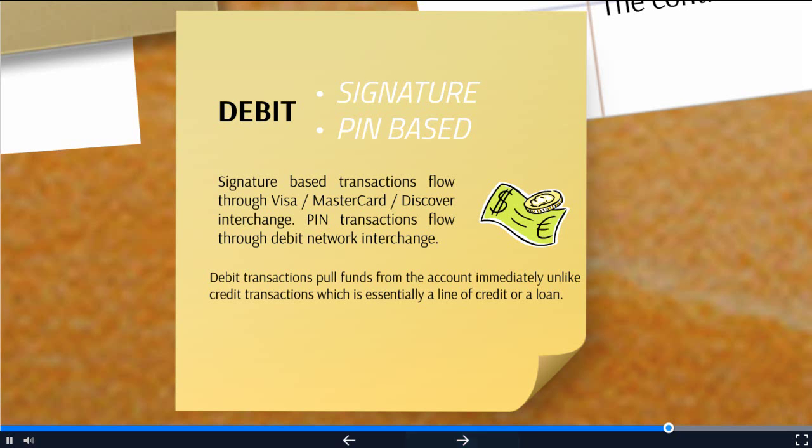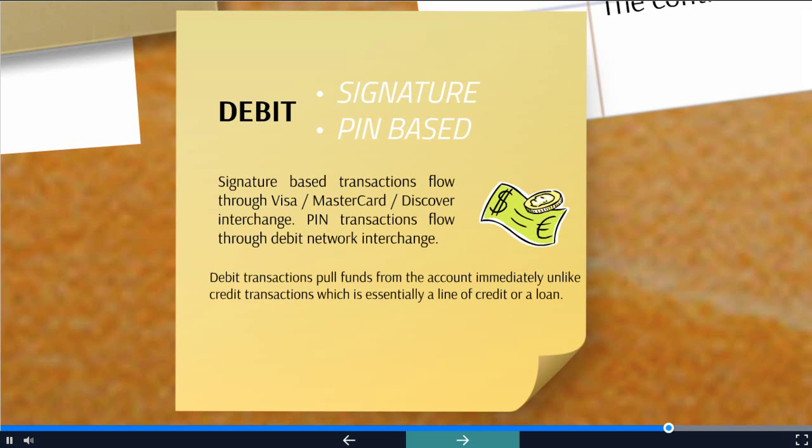There are two types of debit transactions: PIN-based debit and signature-based debit. A merchant wishing to accept PIN-based debit must be outfitted with a device capable of allowing a consumer to enter their unique 4 to 6-digit PIN. These devices can be internal, as a part of the credit card terminal, or they can be external, connected to the credit card terminal through a wired or wireless connection.